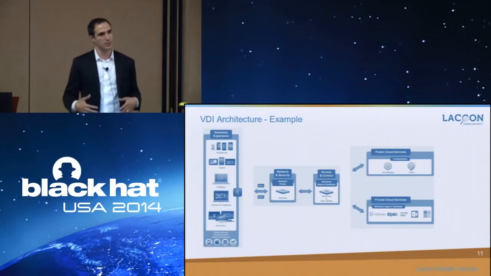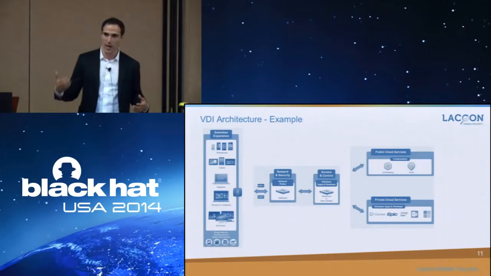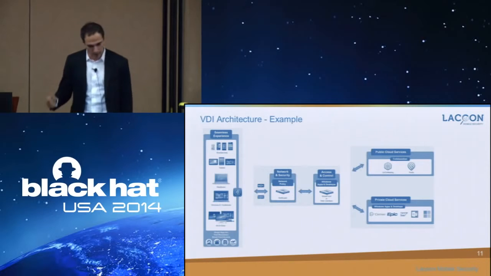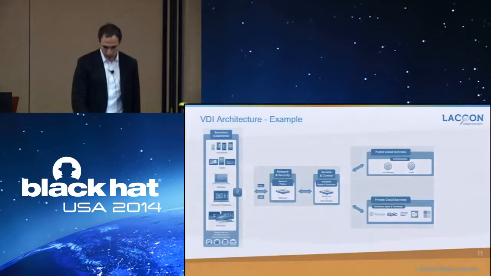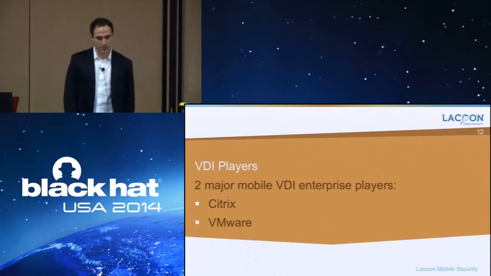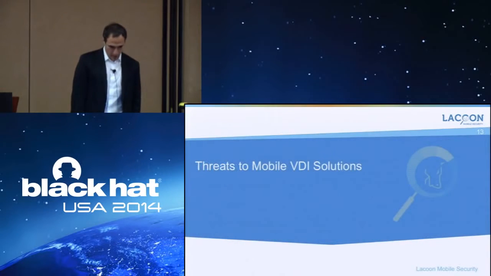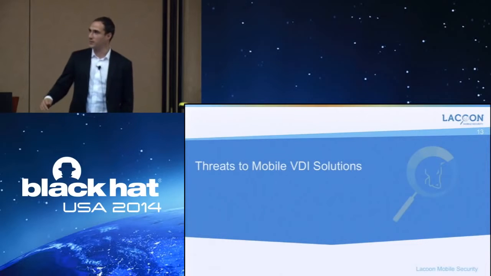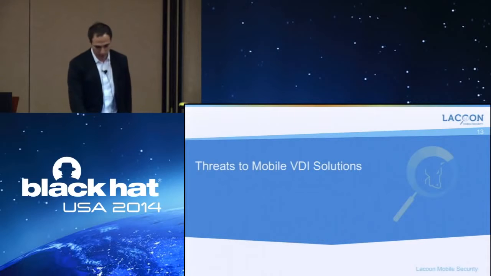That gateway is responsible for encryption and authentication. Then it communicates with a series of backend servers that run the enterprise applications like CRM, ERP, Word, etc. While you can find some more niche players in this market, the two big players are clearly Citrix and VMware. So now, after we covered the overview and the architecture, let's start to talk about the threats.